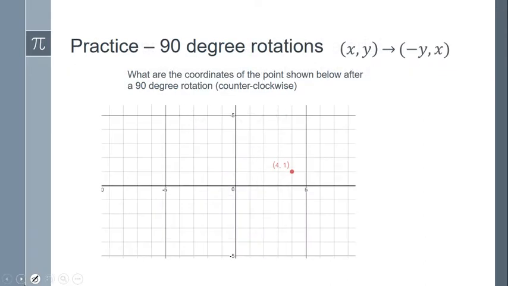All right, so you try. Look at the coordinates of this point on this graph and perform a 90-degree rotation counterclockwise. Pause the video and take a moment to work out the new coordinates.